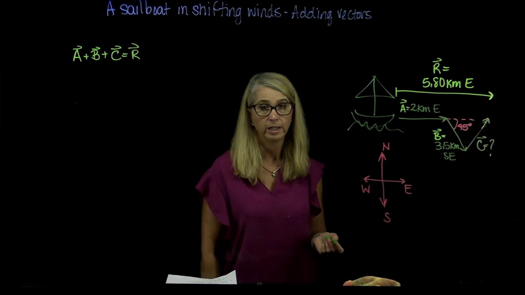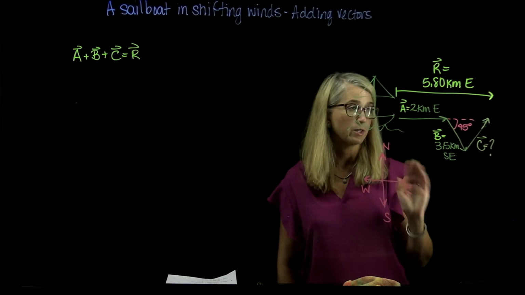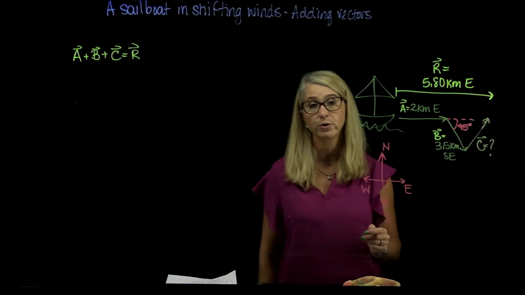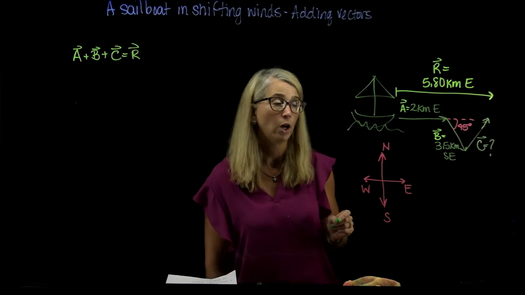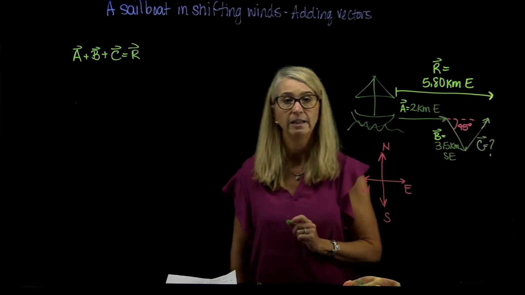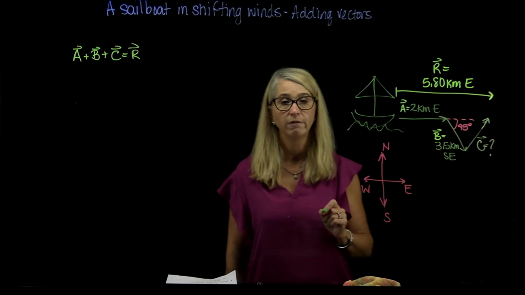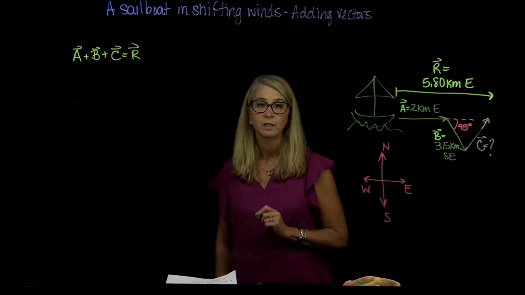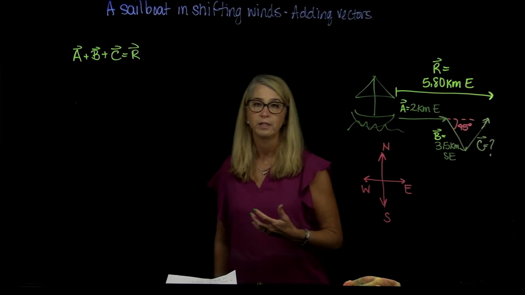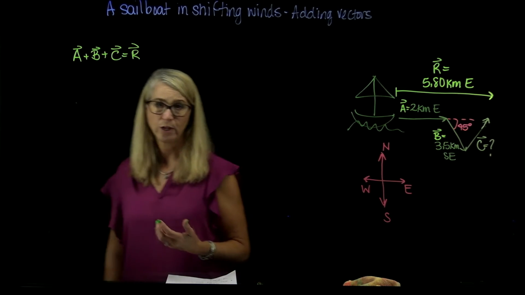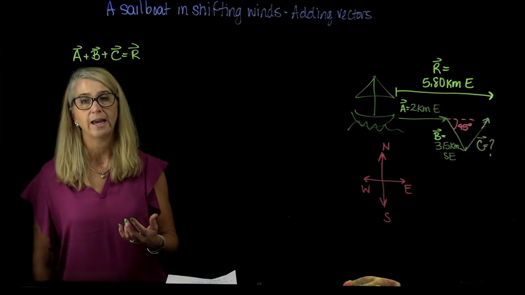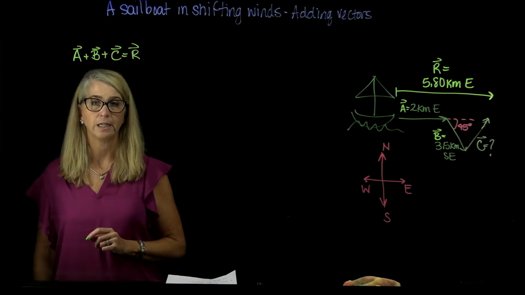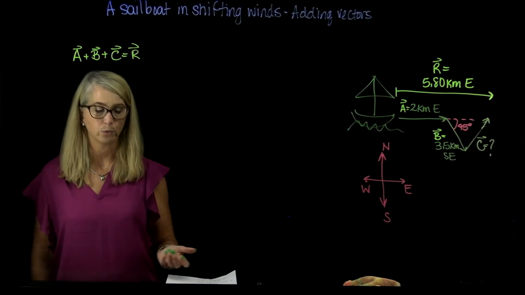Now, the third leg of the journey, the sailboat travels in a direction that right now we don't know. We're going to call that vector C. But what we do know is when it gets to the end of that leg, the net displacement of the sailboat is 5.8 kilometers in the east direction. So the way that I've labeled these 3 legs of the journey are with vectors A, B, and C, and I'm saying that they add up to give me vector R, which is the final displacement from the beginning. So A plus B plus C equals R.